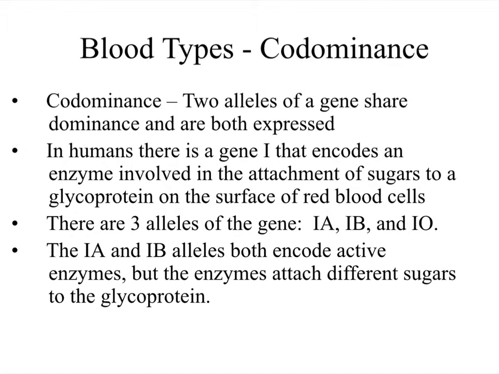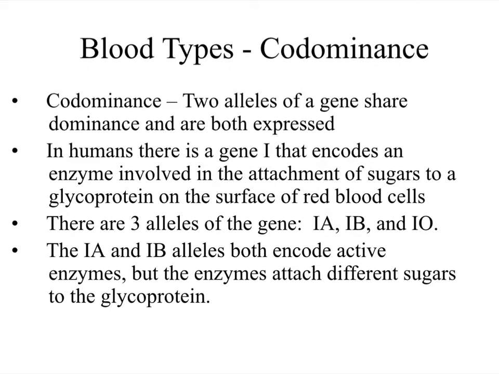Okay, we're going to get into specialty problem number 2, which is called codominance. Codominance is when you have two alleles that are going to share dominance. So they're both dominant. One is not dominant over the other. They're both dominant, but you also have a recessive going on as well. And so this happens in blood types, blood typing for humans. So a little bit of background.